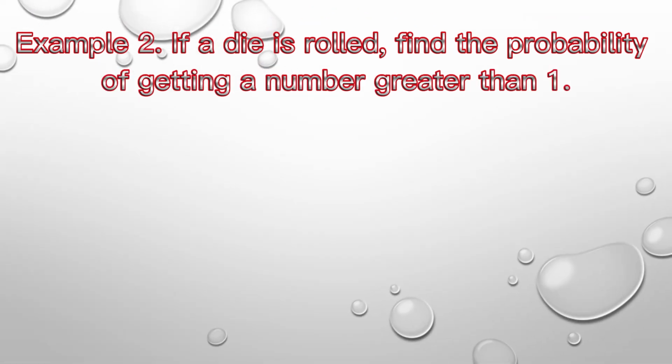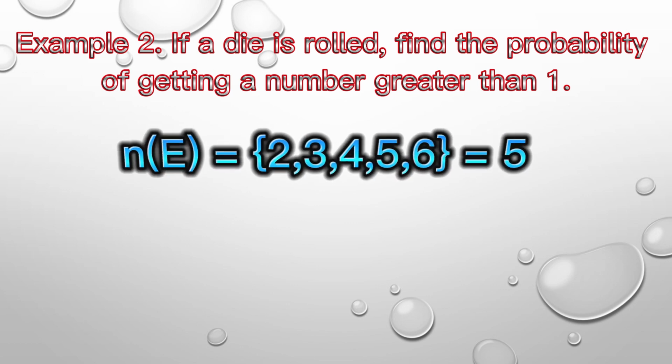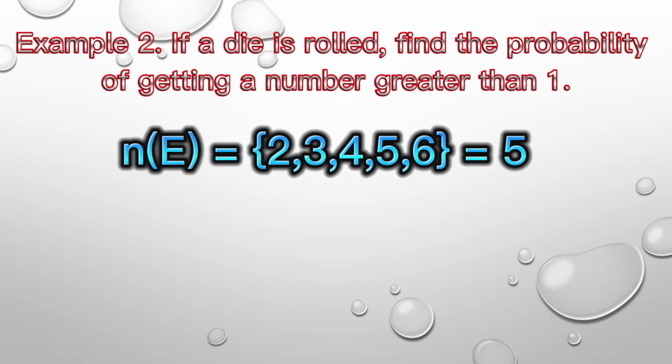Let us have another example. If a die is rolled, find the probability of getting a number greater than 1. The first step is to find the number of outcomes of the event, which is the numbers greater than 1. So that would be 2, 3, 4, 5, and 6. Thus, the number of outcomes for the event is 5.